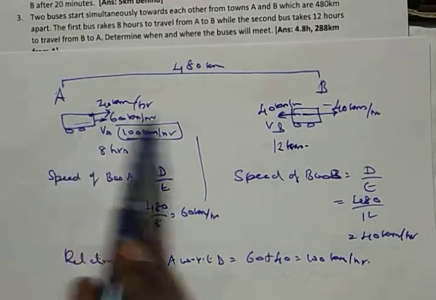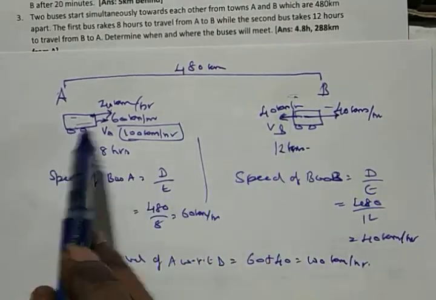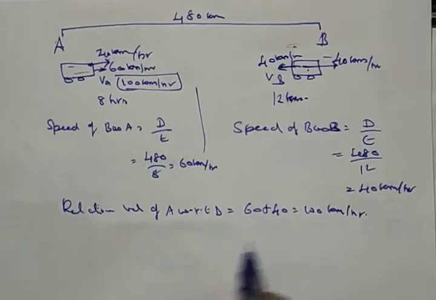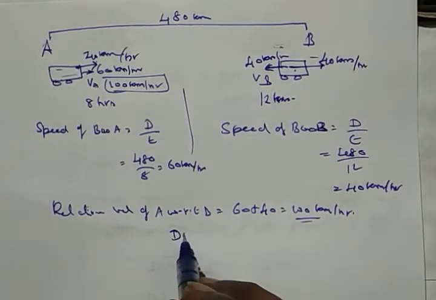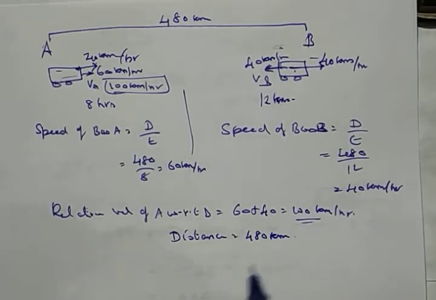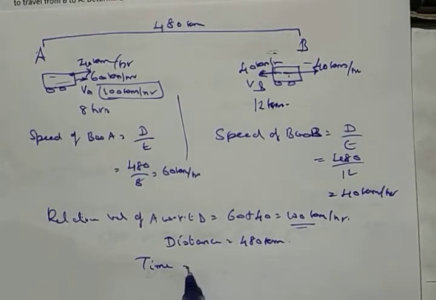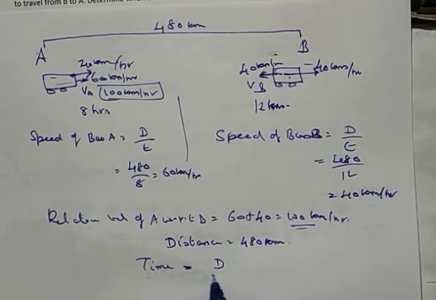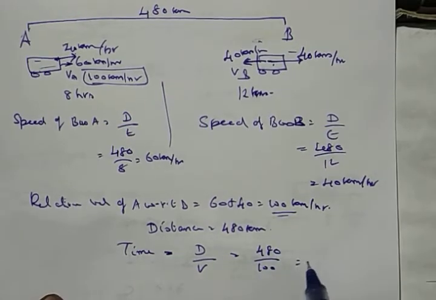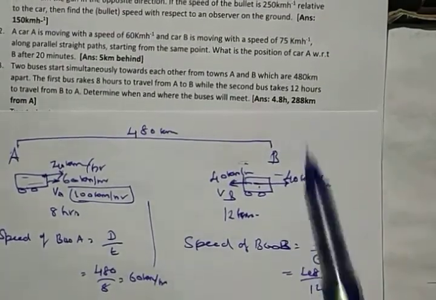So in this 100 kilometers per hour, it is just starting from B. It has started and we already put this at rest. Only this is going to travel to this place. So how much speed is it going to travel with? 100 kilometers per hour. Distance is equal to 480 kilometers. So what is the time taken? Time taken is going to be equal to distance upon velocity. So distance is 480 upon velocity 100. So it is 4.8 hours you get here. So the answer is 4.8 hours.